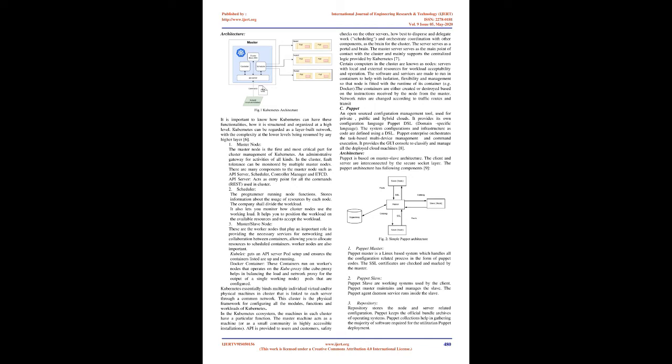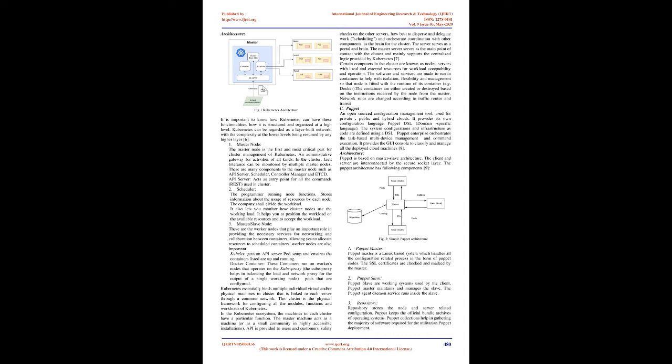Docker container, these containers run on workers nodes that operates on the kube proxy. The kube proxy helps in balancing the load and network proxy for the output of a single working node, pods that are configured. Kubernetes essentially binds multiple individual virtual and/or physical machines in cluster that is linked to each server through a common network. This cluster is the physical framework for configuring all the modules, functions, and workloads of Kubernetes.